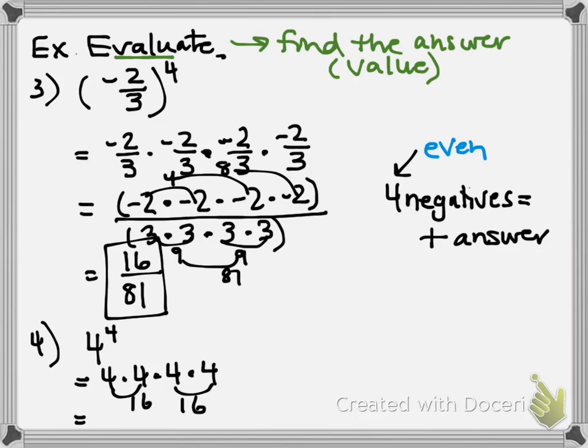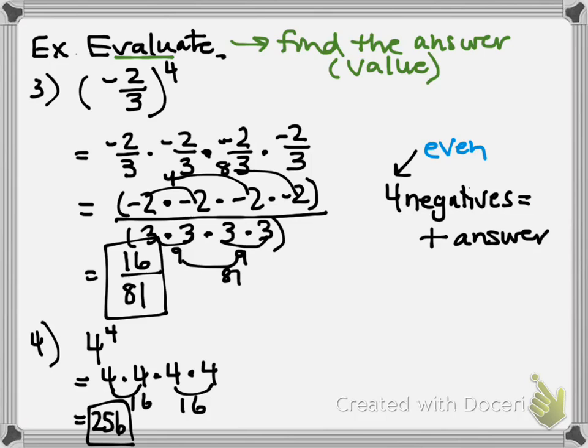This is why you need to memorize your perfect squares, okay? This stuff should not be sitting there going, let me calculate it. Okay, what you got, Sven? 256. You've got to know those perfect squares, okay?